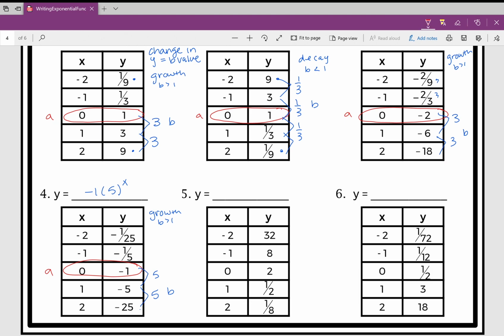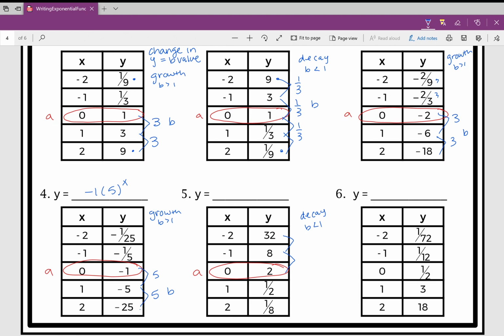Number 5, we first need to find the y-intercept, and the y-intercept is right here, so this is our a value. Then we need to find b. So let's look from 32 to 8. Is that decreasing or increasing? So since it's decreasing, this is going to be a decay. That means b is less than 1. So 32 times what will give us 8? Or 8 times what will give us 2?